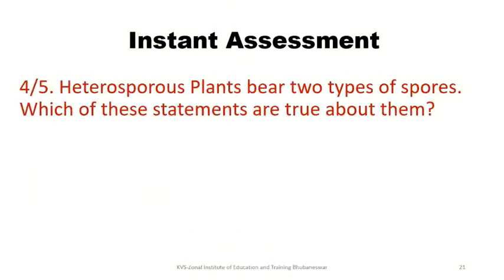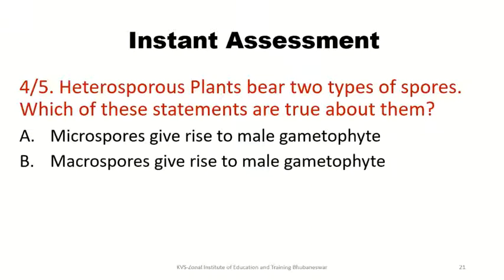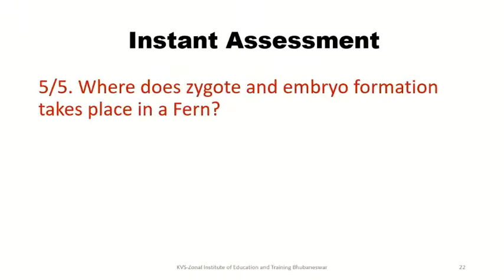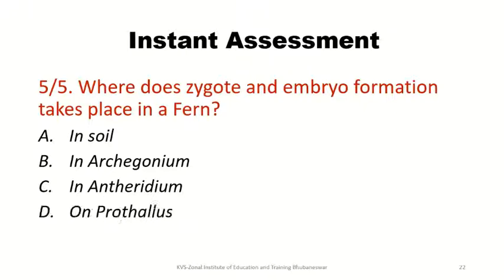Fourth question, heterosporous plants bear 2 types of spores. Which of these statements are true about them? The correct answer is both A and D. Question 5. Where does zygote and embryo formation take place in fern? The correct answer is B, in archegonium.